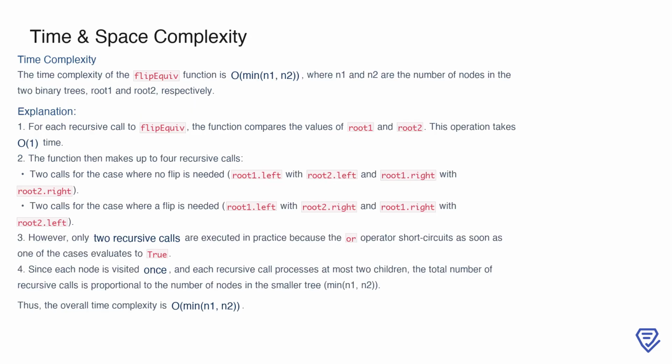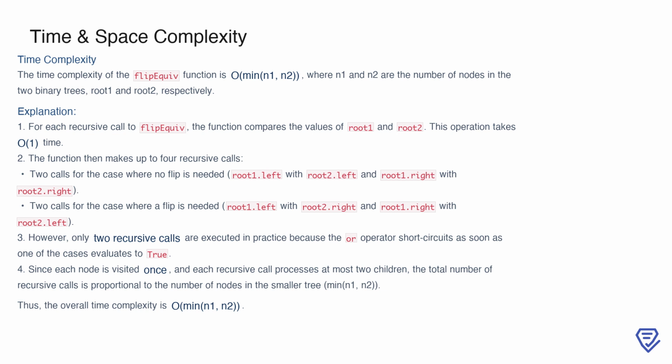The time complexity of the flipEquiv function is determined by the number of nodes in the smaller of the two trees. As the function processes the two trees, it starts by comparing the values of the current nodes, which takes constant time, or O(1). It then proceeds to make up to 4 recursive calls, 2 for comparing child nodes without a flip and 2 for comparing them with a flip. However, thanks to the short-circuiting behavior of the OR operator, only 2 of these recursive calls are actually executed.